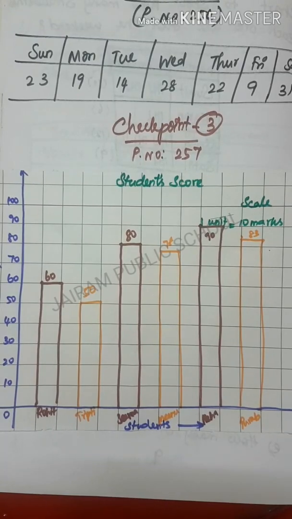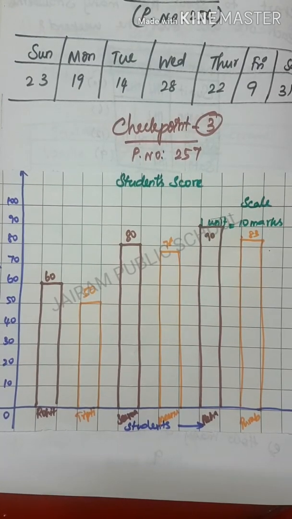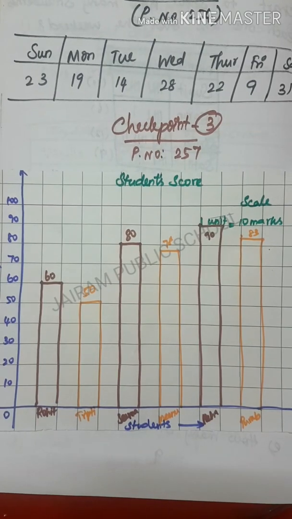Now look at the checkpoint sum 3, which is on page number 257. Study the given bar graph and answer the following questions. So this is our bar graph. Now look at the bar graph carefully.